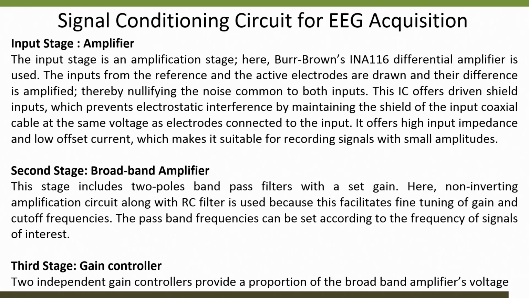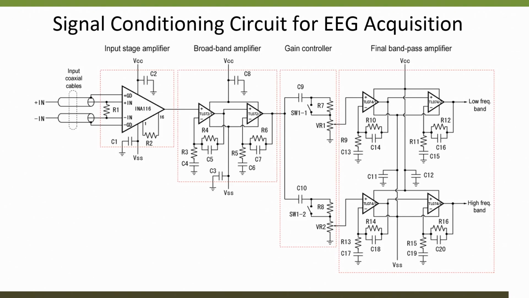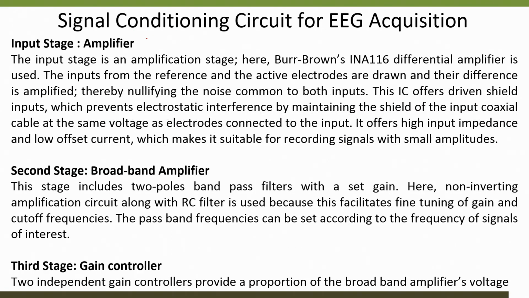The first stage which we talk about is the amplifier stage, right, this particular stage is an amplification stage. Here the Burr-Brown's INA 116 differential amplifier is used. The inputs from the reference and the active electrodes are drawn, and their difference is amplified, thereby nullifying the noise common to both the inputs. In the differential amplifier, the noise will be cancelled, it will be the difference of the noise.